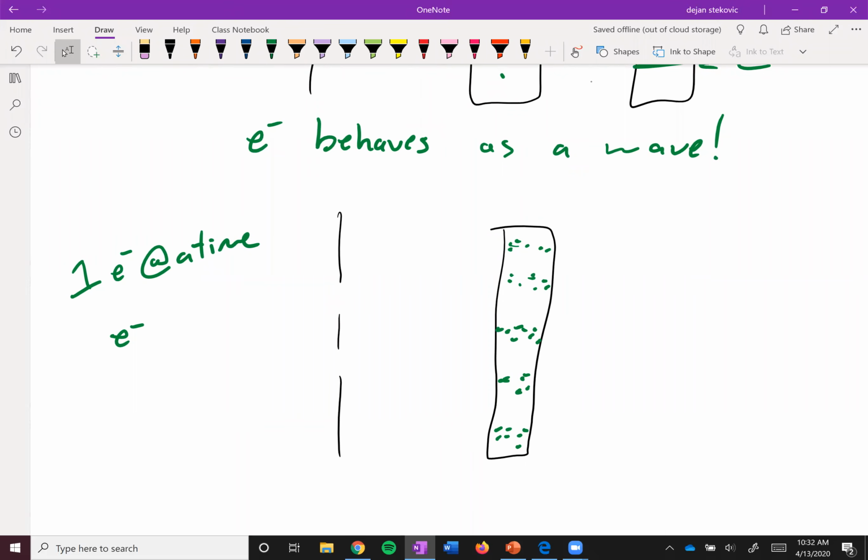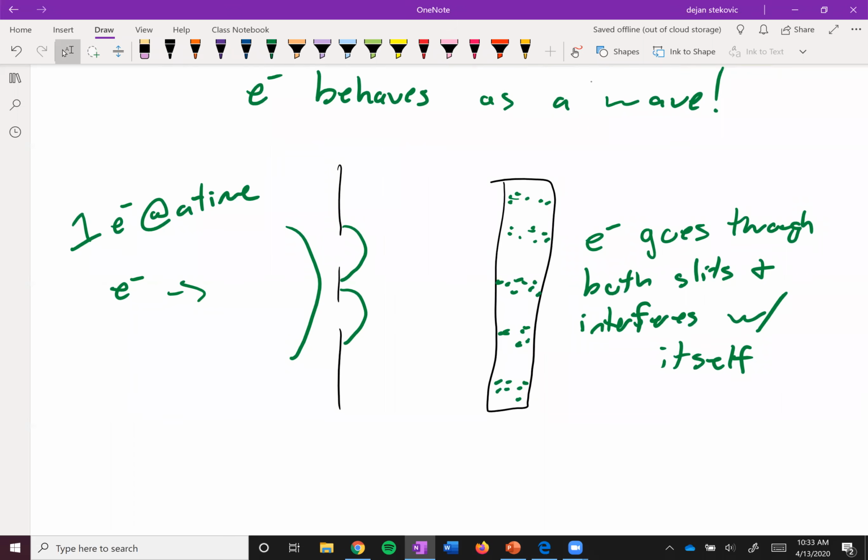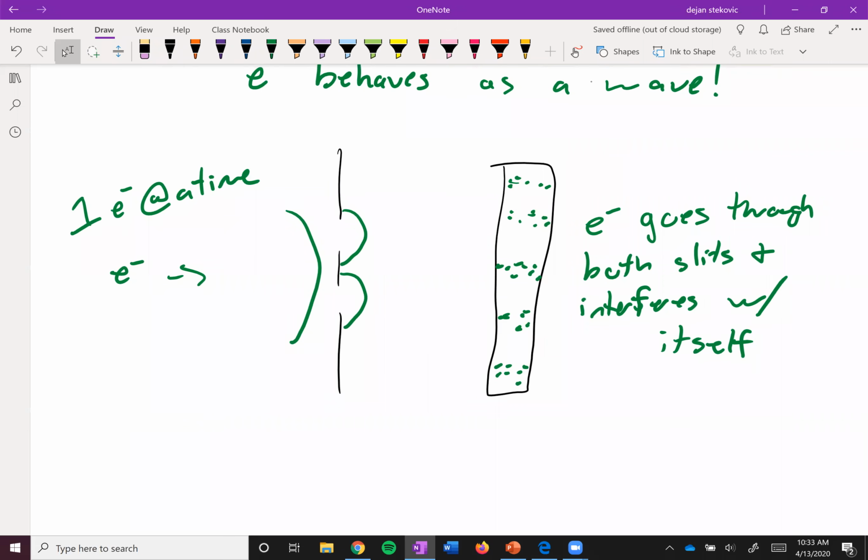And so even though you're shooting one electron at a time, the electron is behaving as a wave. So the electron is going through both slits, and then it's interfering with itself. So if you think about the electron as a wave, this wave comes through here. The wave will come through both portions, and then it'll grow, and then it basically interferes with itself. And so this is the two-slit experiment.